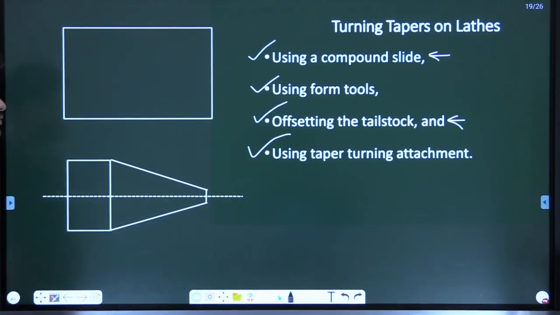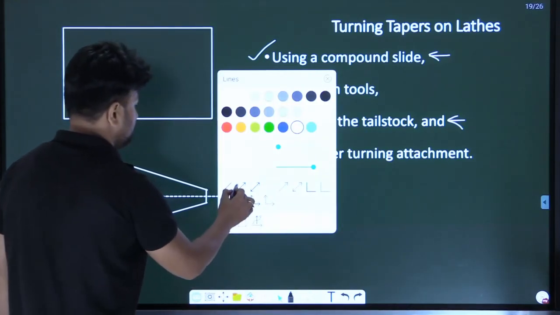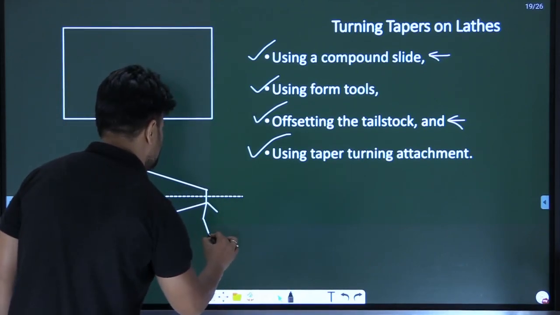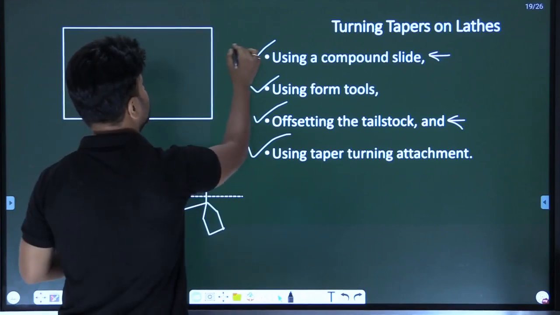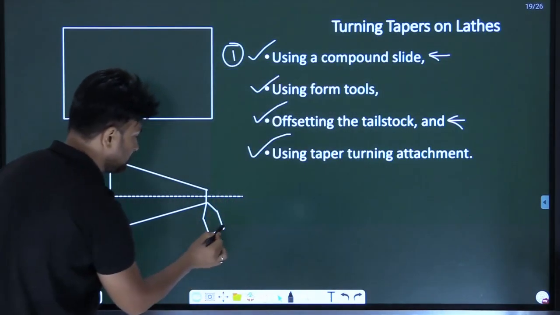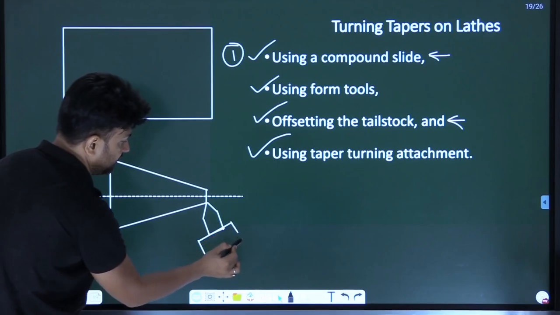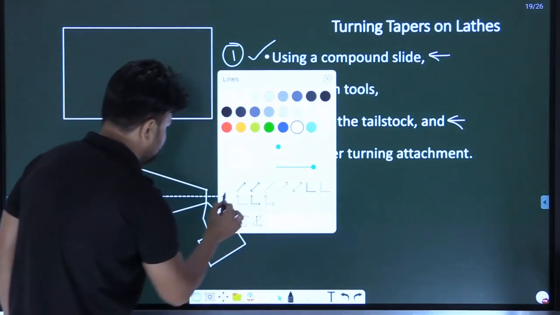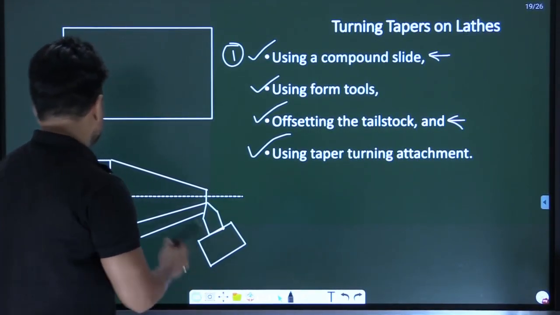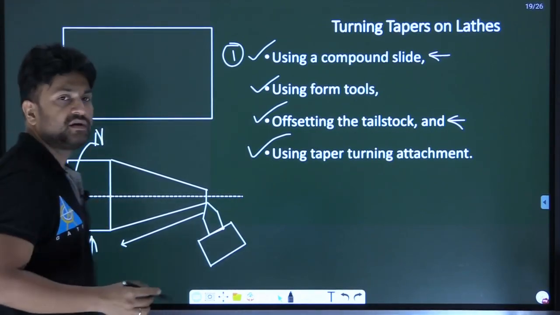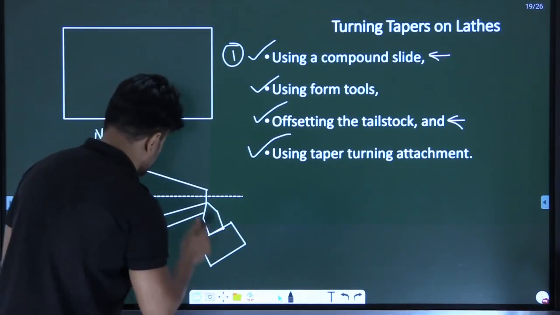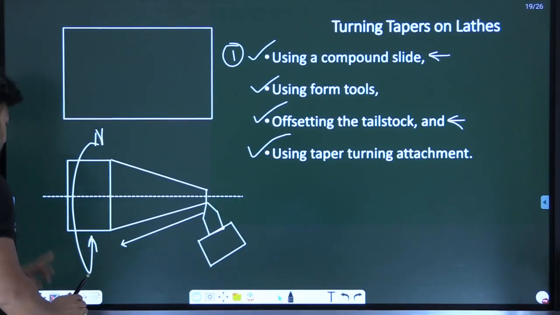Okay, using a compound slide, what do we do? Basically, in a compound slide, we adjust the tool, or you can say the tool post. I am talking about this first method. In the first method, we adjust our tool post in such a way that the tool will move along this path. So, the turning will happen when the workpiece rotates with RPM n, and the taper surface is going to be produced. Here you can see the feed.